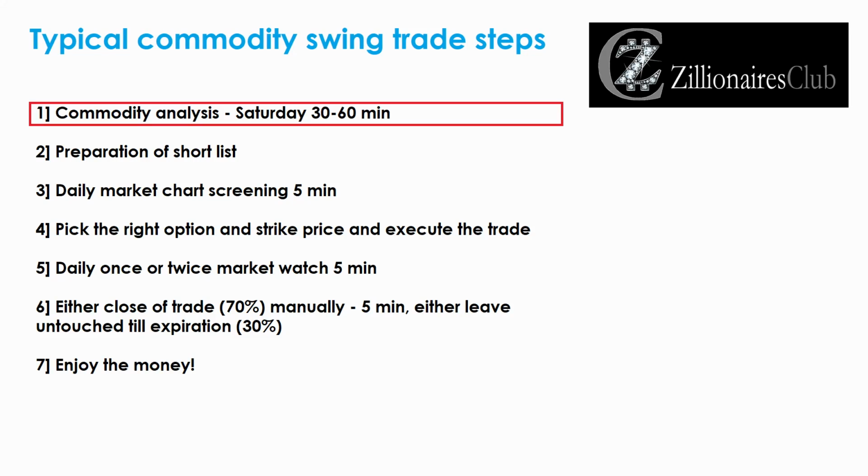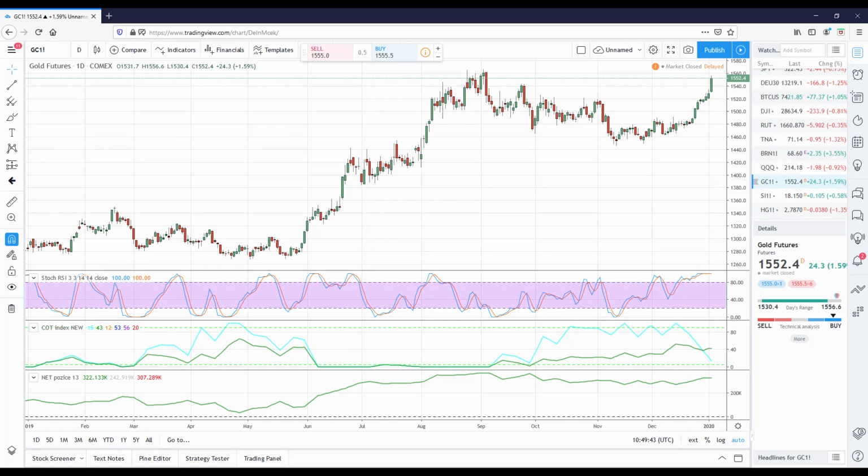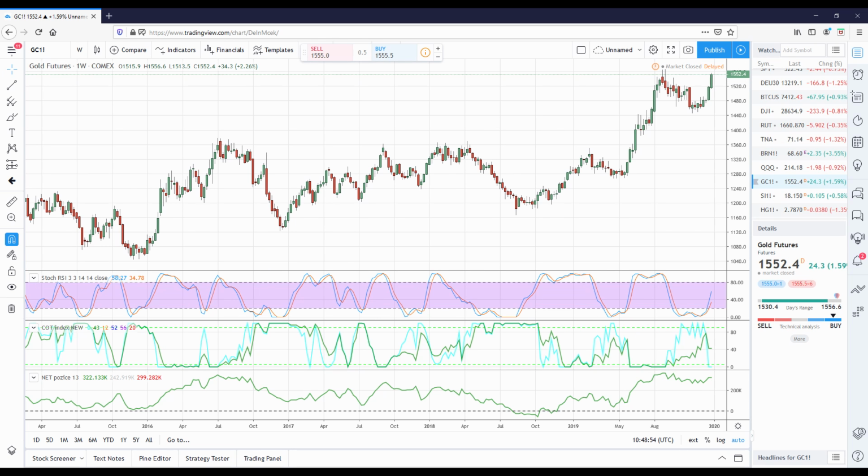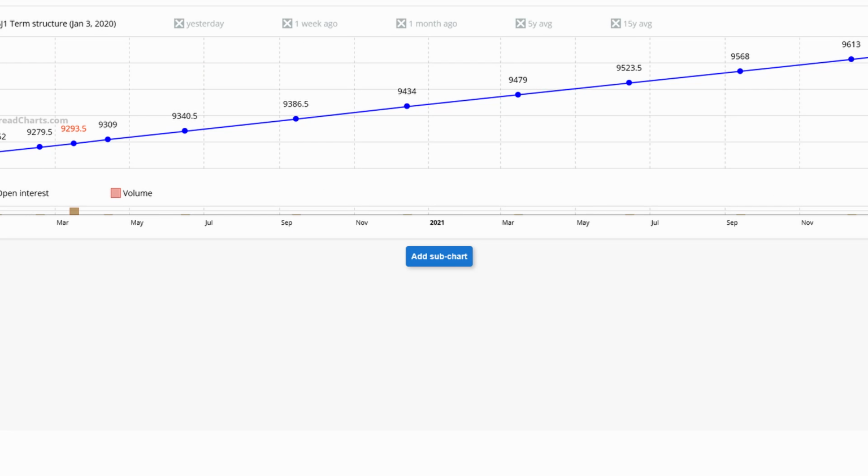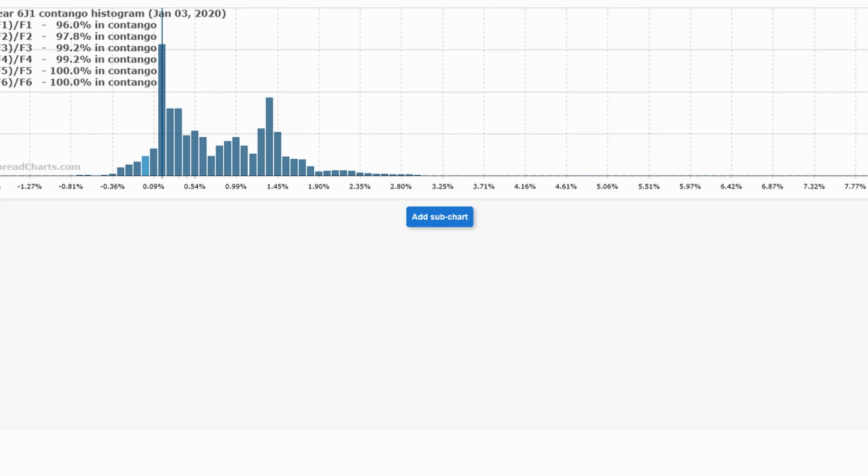What is commodity trading about? Step number one is proper analysis. As a proper analysis, typically I'm looking at weekly charts of the commodity. I'm studying some indicators like a COT report and stochastic and a few others. As well, I'm looking at the weekly chart and the daily chart to see the patterns. As well, for the analysis, I'm looking at spread charts.